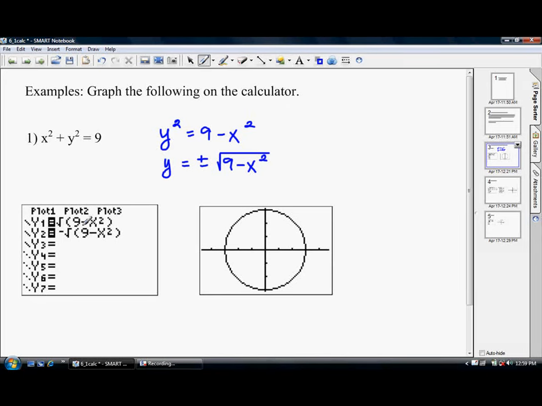So I would have to enter in y1 the square root of 9 minus x squared, and in y2 the negative square root of 9 minus x squared. And then I've put the calculator in the Z Decimal mode. So if you go to zoom, and then Z Decimal, you'll get this graph. Okay, so what happens is the square root of 9 minus x squared gives us this upper semicircle, and then the negative gives us the lower half of the circle.